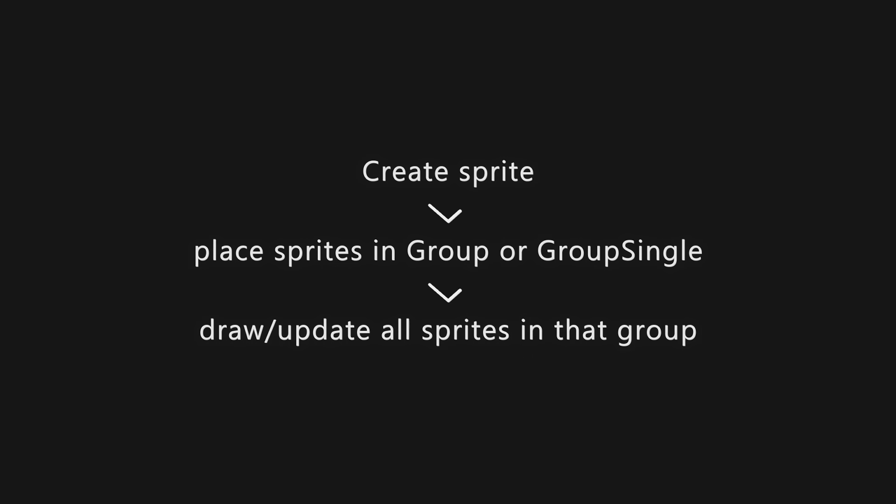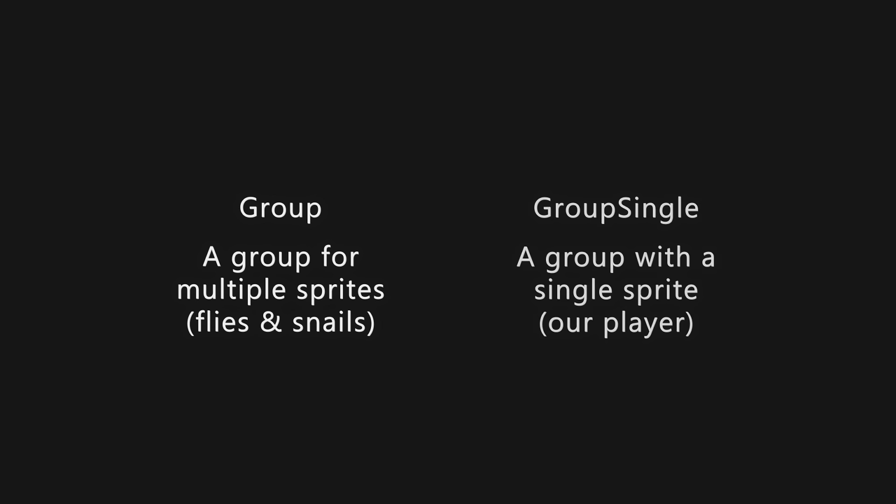And Pygame has two different kinds of groups. Number one is a regular group, and this one can contain multiple kinds of sprites. This would be perfect for our flies and our snails, because they can all be in one big group and they are not going to interact with each other. However, for the player, it's not really going to work, because the player is supposed to be in its own group and self-contained. For that, Pygame has a different kind of group, called GroupSingle, which is a group for a single sprite.